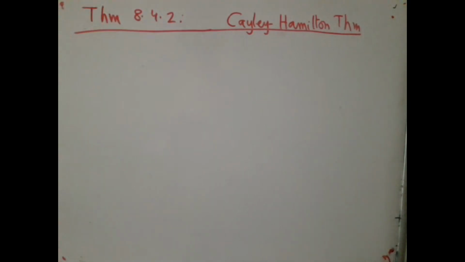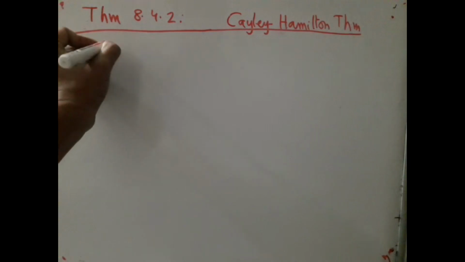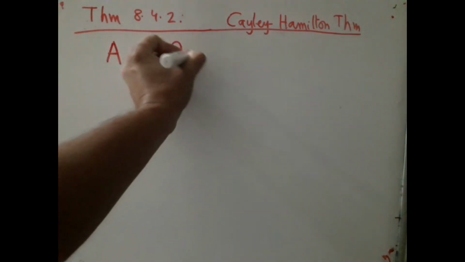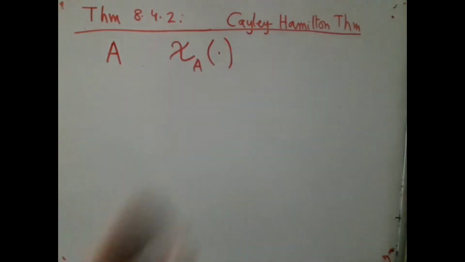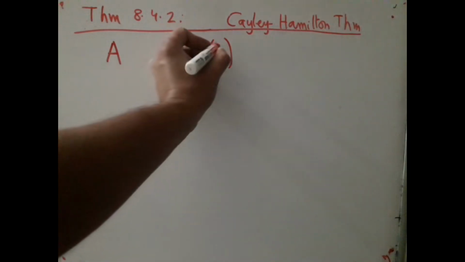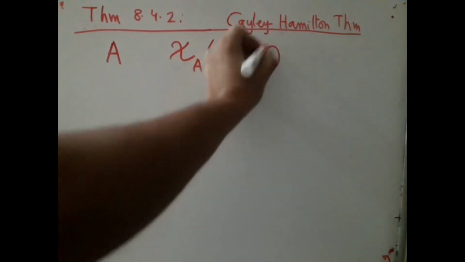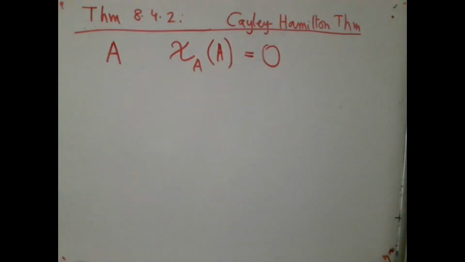Here is the most important theorem of this section, namely the Cayley-Hamilton Theorem, which says that suppose I start with a square matrix A, and I consider its characteristic polynomial, then this characteristic polynomial will annihilate A. This must be equal to 0, and this is the Cayley-Hamilton Theorem.